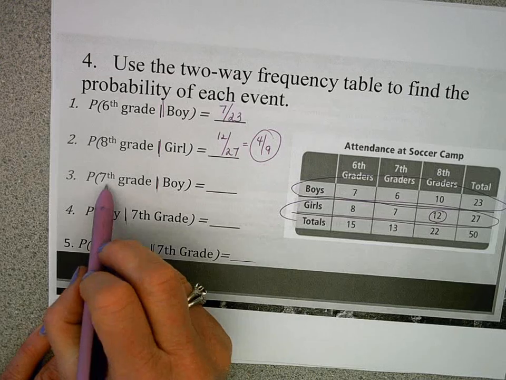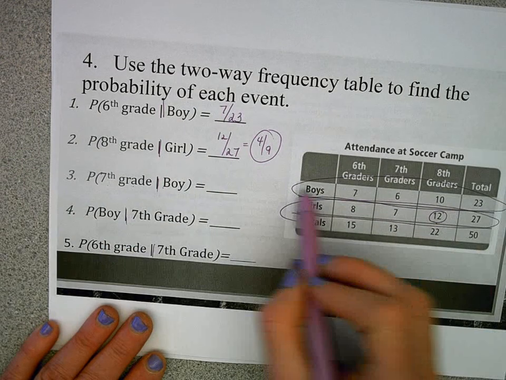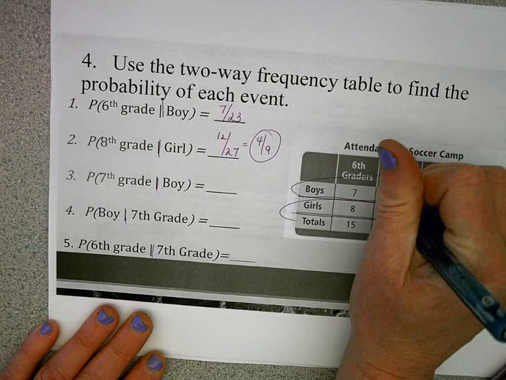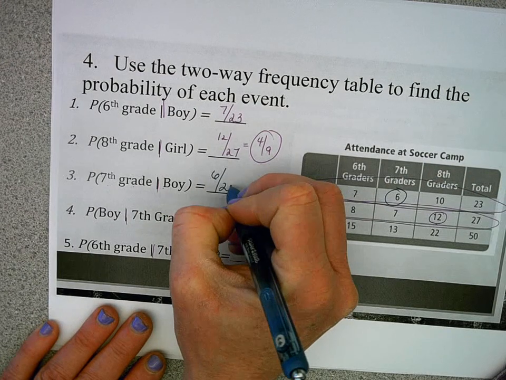Okay, 7th grader given a boy. So we're back to the boys, 23. Now we're looking for 7th graders that are boys. 6 out of 23.